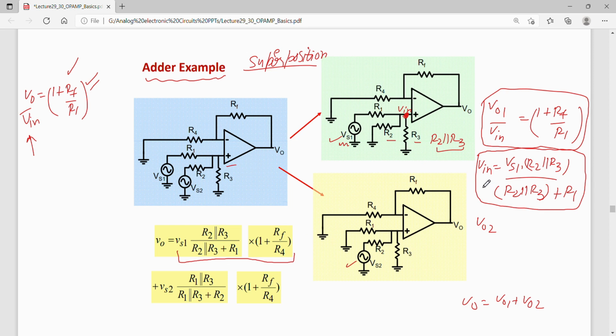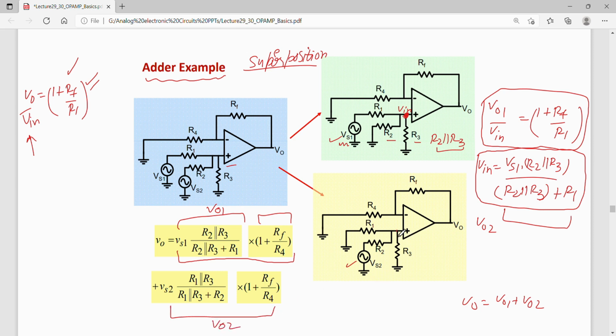Okay. So I can write this V naught as Vin times 1 plus RF by R1. Vin is this much here. So this is the same, and then 1 plus RF by R1 also comes over here. Similarly, I can find V naught 2 for this circuit, right? So this is my V naught 1 complete. So I can find V naught 2 for this circuit with Vs2.